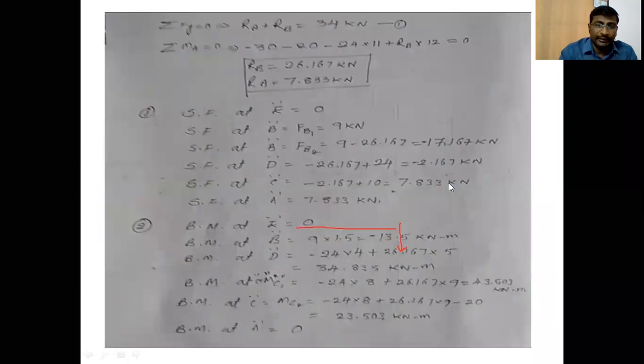Finally, the bending moment at point A is 0. By using these bending moment values, we can draw the bending moment diagram. Clear, students? So let us draw the bending moment diagram.